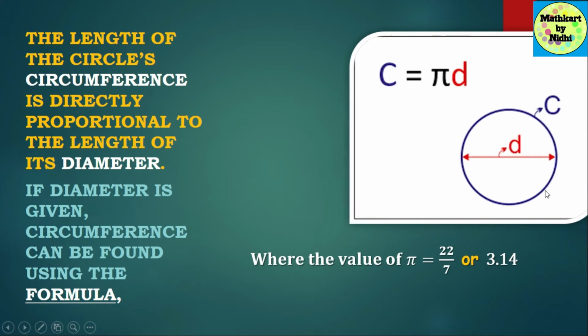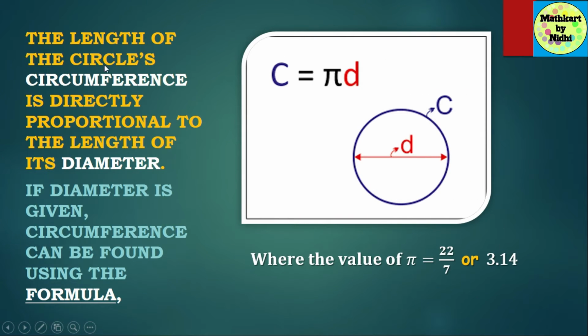So first of all children, let us see the length of the circle circumference is directly proportional to the length of its diameter. That means if the diameter of a circle has been given, you can find out the length of the circumference easily by using the formula circumference is equal to pi d.